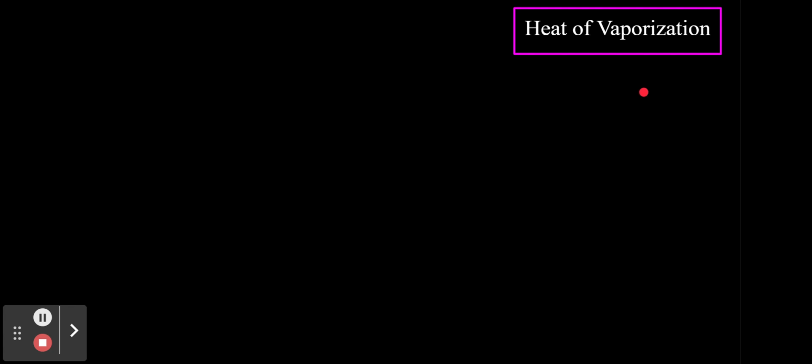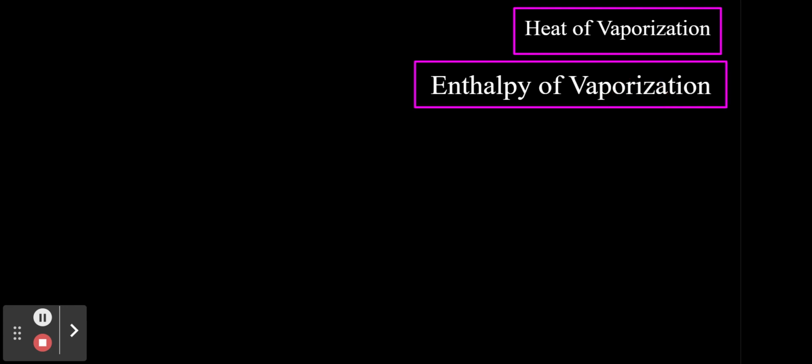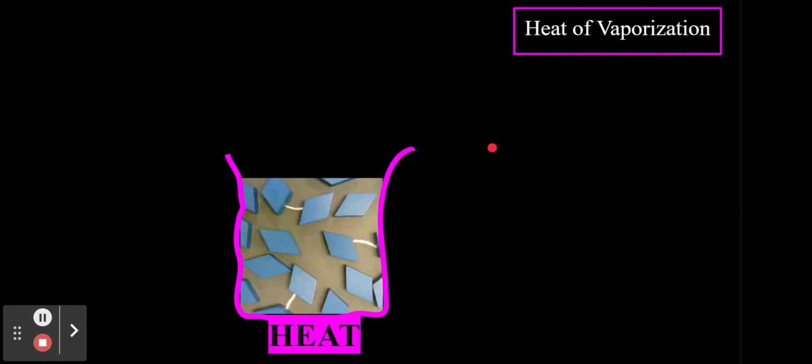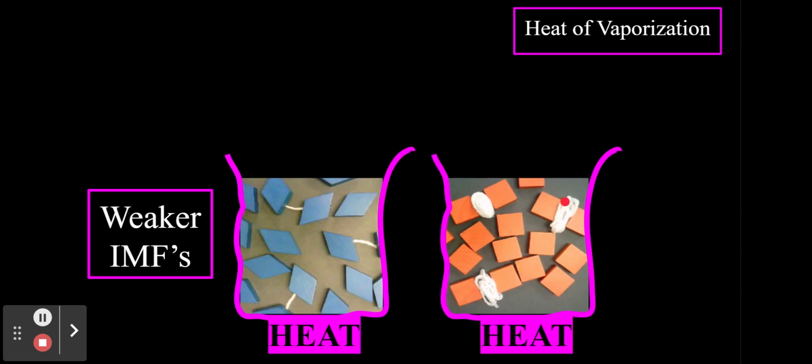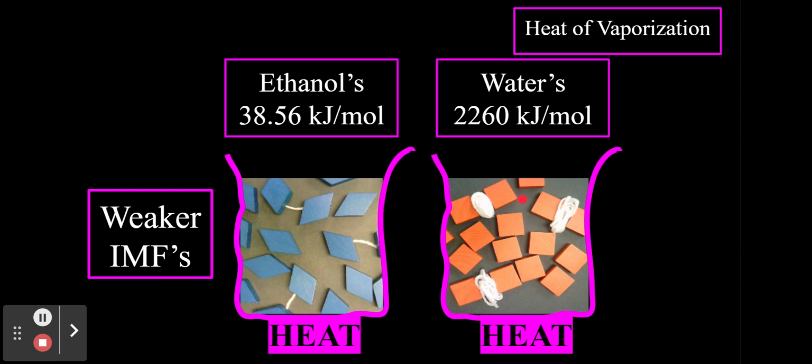Now, heat of vaporization is the amount of energy to change 1 mole of a liquid into a gas at its boiling point. It's also called the enthalpy of vaporization, and that's its symbol. This is also going to follow the same thing as boiling point: the weaker the IMF, the less energy it's going to take. The stronger the IMF, the greater the energy it's going to take. Here is some data to prove that. If you notice, water with its stronger IMFs has a heat of vaporization that's much, much higher. It's an incredible amount of energy.